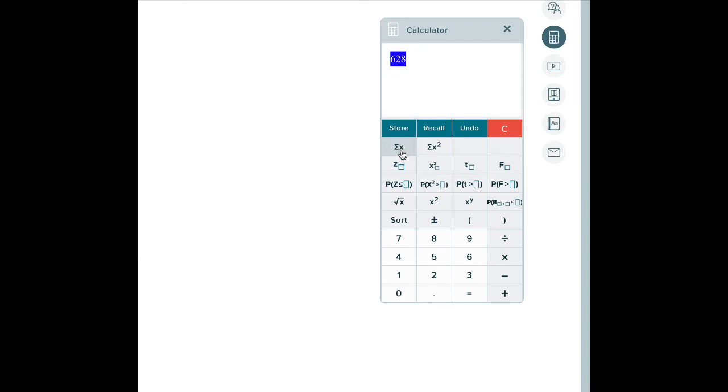So this is the sum of x and the sum of x squared. The sum of x adds up all the numbers that are given to you. The sum of x squared squares all the numbers and then adds them up.